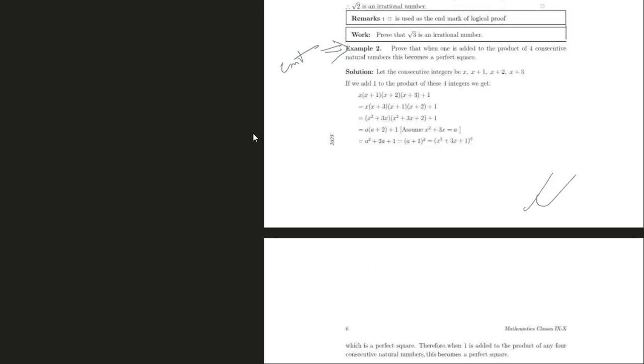Okay, now we're going to look at example 2. In here we have been asked to prove that when 1 is added to the product of 4 consecutive natural numbers, this becomes a perfect square. Suppose 4 consecutive integers are x, x plus 1, x plus 2, x plus 3. So the first one is x, then we add 1, then we get x plus 1, then we add 2, which is the one after x plus 1, and then we add 3, which is the one after x plus 2.